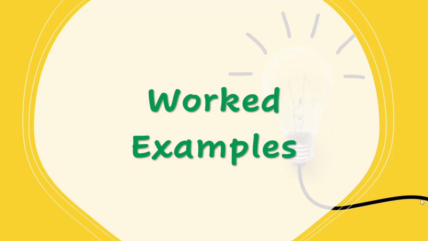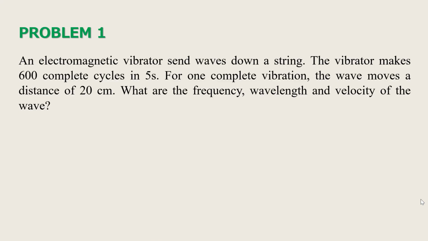Now let us try to solve these problems. An electromagnetic vibrator sends waves down a string. The vibrator makes 600 complete cycles in 5 seconds. For one complete vibration, the wave moves a distance of 20 centimeters. What are the frequency, wavelength, and velocity of the wave? So we're asked to find the frequency f, the wavelength lambda, as well as the velocity v.